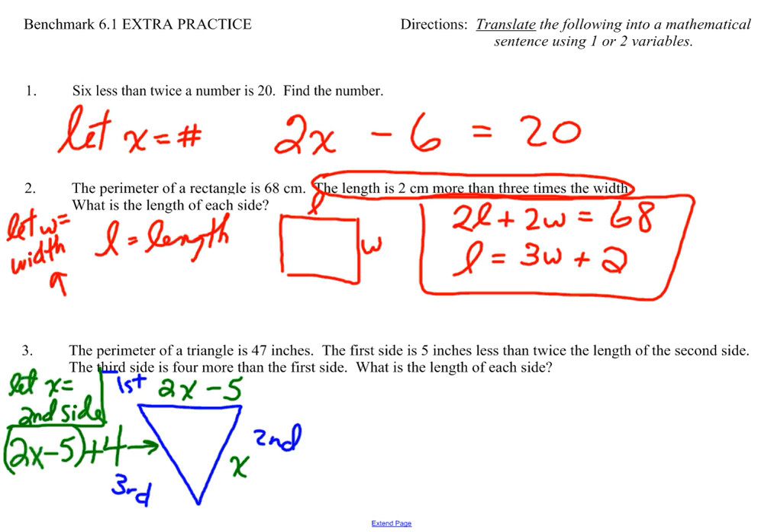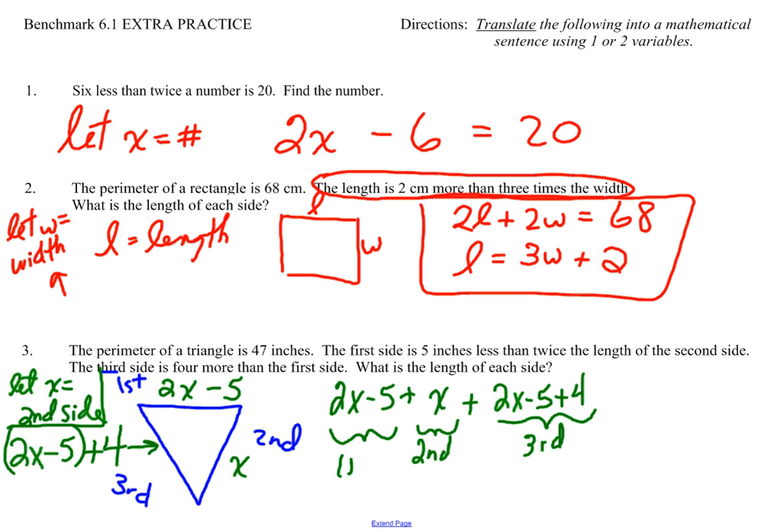You don't really need the parentheses there. I'm just kind of grouping it off. If it would have said 4 more than the second side, I'd just put x plus 4. But because they said it's the first side, I put 2x minus 5 plus the 4. And then now the perimeter is 47, so I take all 3 of those sides, the first side plus the second side plus the third side, and add them all up to get my 47. And that's fine. You can just leave it in that form.